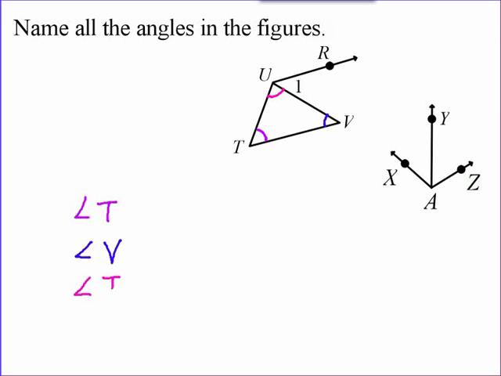TUV. This has to be TUV. Reason being there are 2 angles that actually have vertex U. Because I also have this angle as well. What would that angle be named? RUV, or you could have BUR, or this could also be named angle 1. On occasion, you will have numbers that indicate angles as well. And in this case, 1 refers to that angle. So that will work. What about this angle right here?